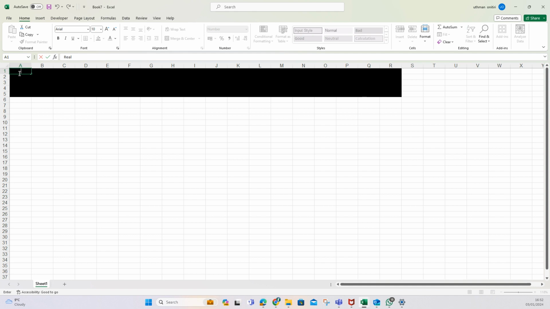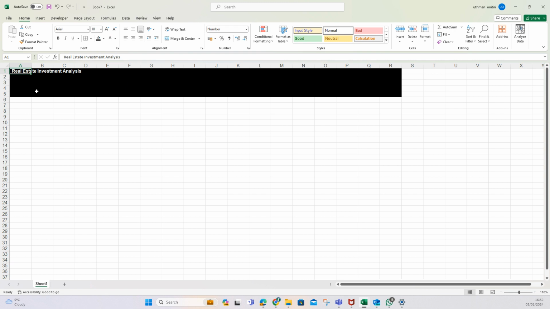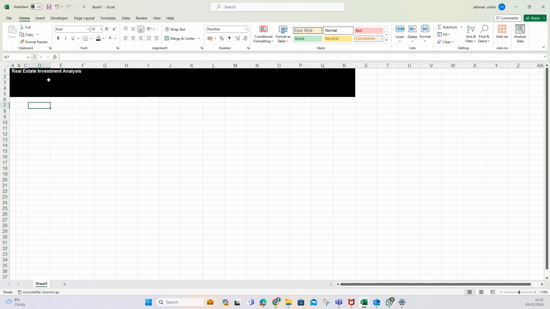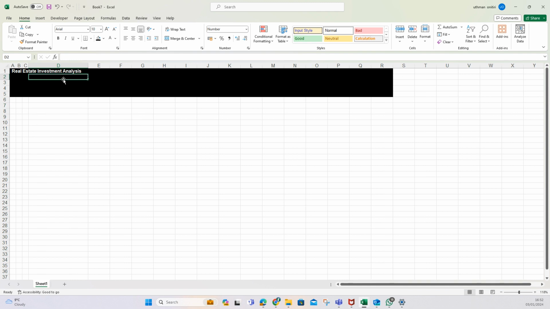So I'm going to name this real estate, white. Just want to bold this. I like to do this for my models. I mean, this is not compulsory anyway. Then just to note, this is going to be a yearly model.